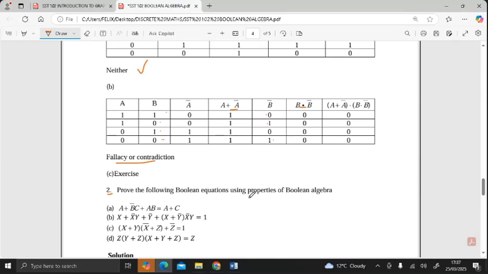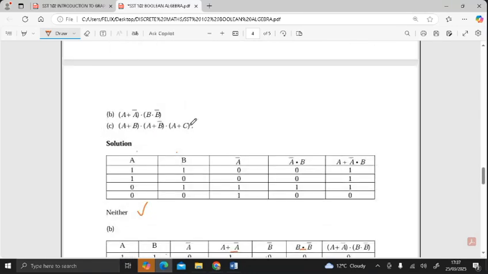Okay. So now, let's look at 2. 2 is a bit tricky. It engages us through the laws of Boolean algebra, or properties of Boolean algebra. You see, you're asked to prove the following Boolean equations using properties of Boolean algebra.